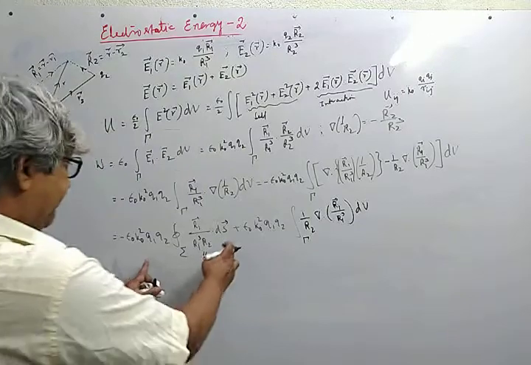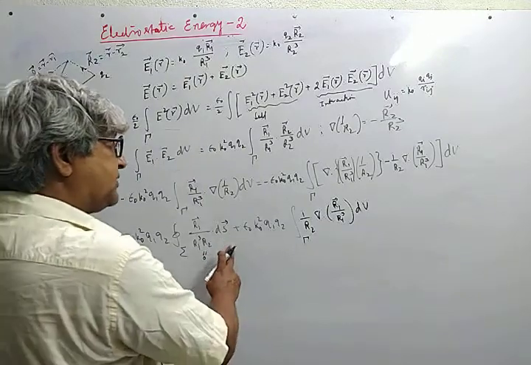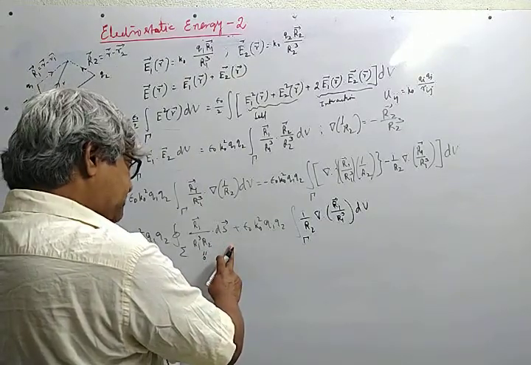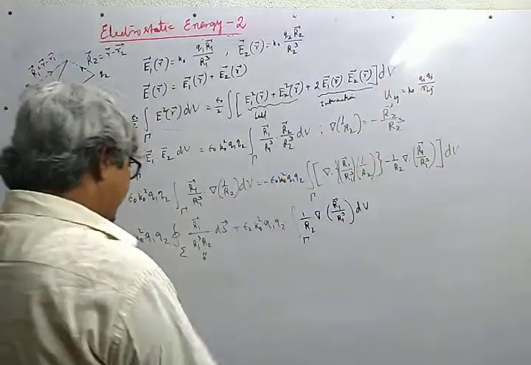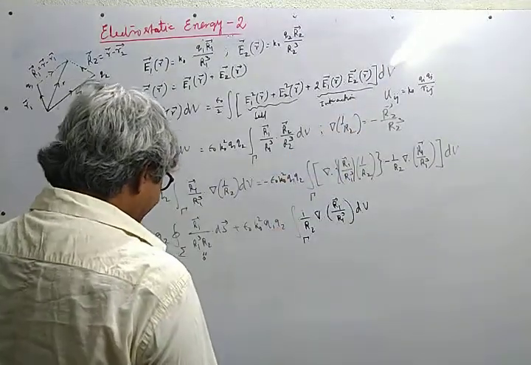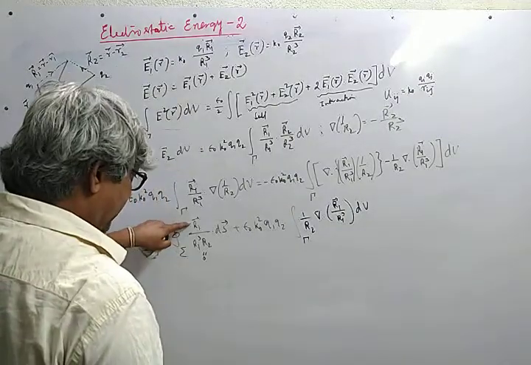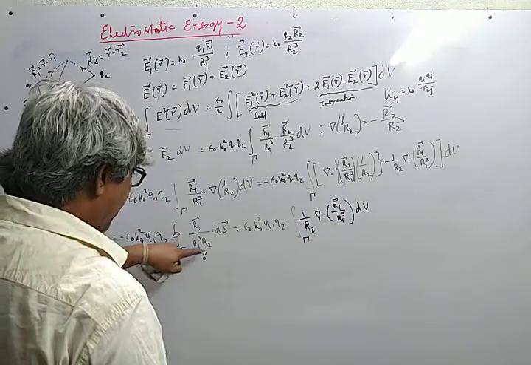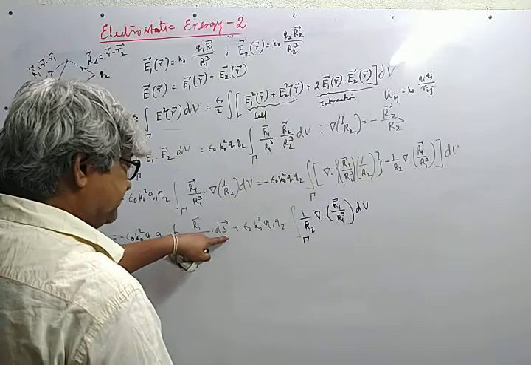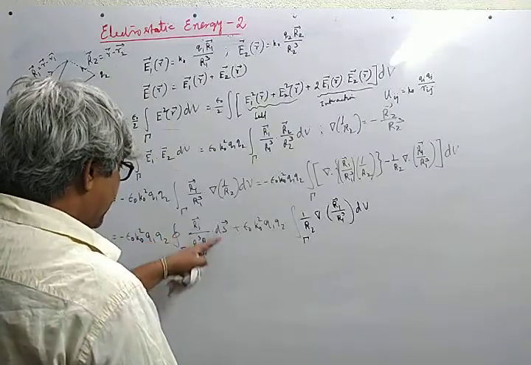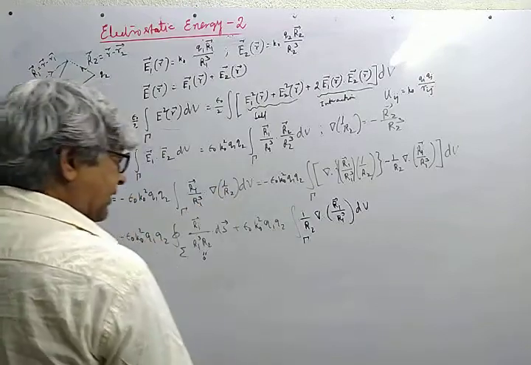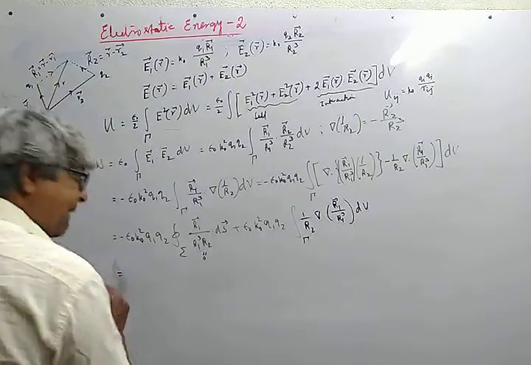Because we have performed this integration over the surface of a sphere of radius capital R, which is very high. In that case, this will go as 1 by R, this will be 1 by R to the power 4, and there will be a variation of R square. So overall variation is of the form 1 by R, which goes to 0. So the result is this.